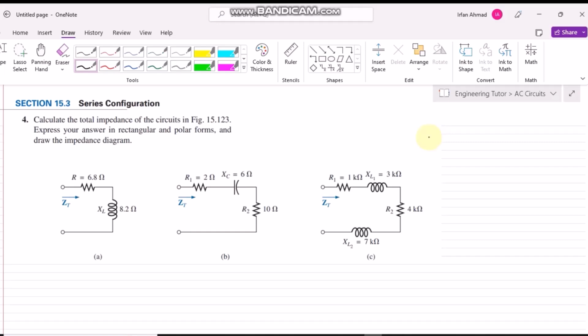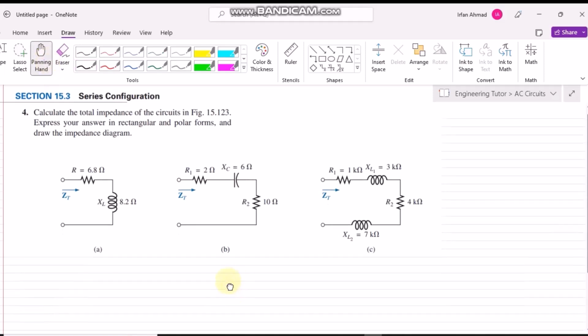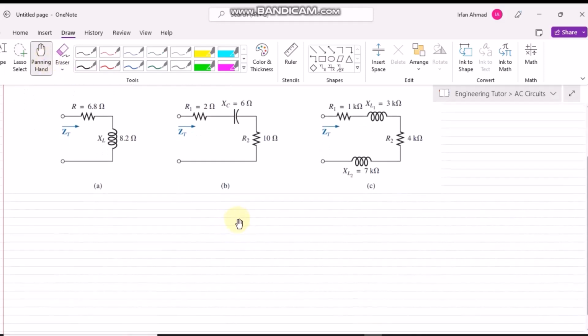Okay, so in this circuit, first of all, considering part A of this circuit, let me move down and consider it. This first circuit here is basically, let me solve it now, and here we have a resistor and the inductor, and the inductive reactance is also given here, and that is basically X of L.